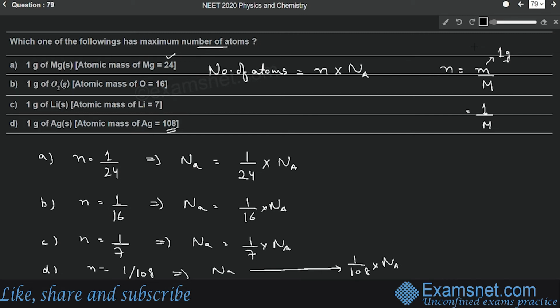Okay. Now we have to find out the maximum number of atoms. So which one is maximum? This is 1, this is 2, this is 3, and this is 4. So the maximum is this one, 1 by 7 into Avogadro number, because if Avogadro number is the same, the quantity will depend on this. So 1 by 7 is the maximum quantity, so this will be the maximum number of atoms. Okay, so lithium will have the maximum number of atoms. So option C is the correct answer.